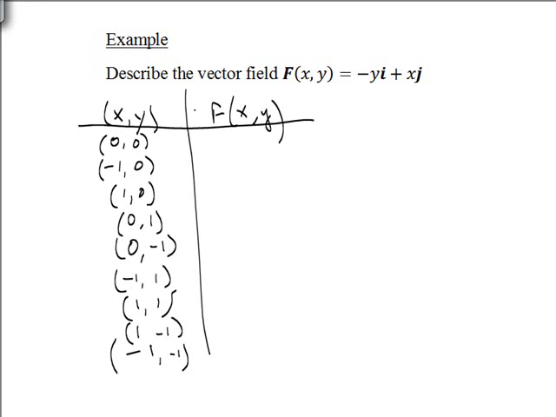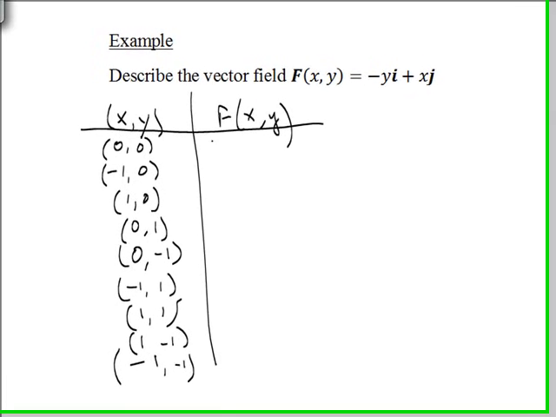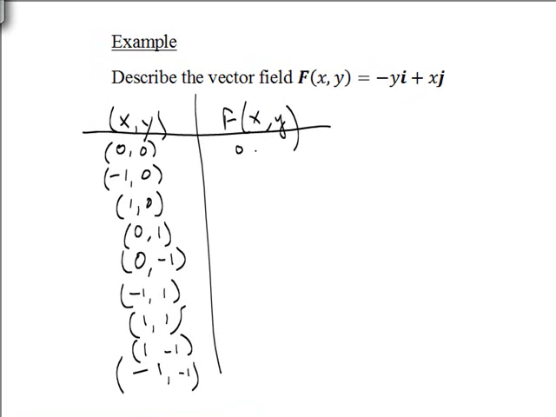All right? So at 0, 0, when you put that into the vector field equation here, you get 0. So that's just the vector 0, 0. Negative 1, 0, put it into there. Y is 0 and x is negative 1. So this is really negative j, which is really 0, negative 1. Okay? Next one, x is 1, y is 0 again, so this is just j, which is equal to 0, 1.